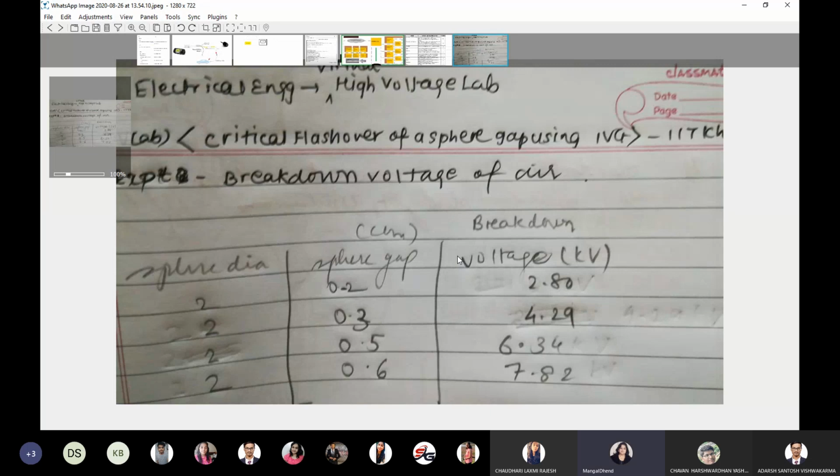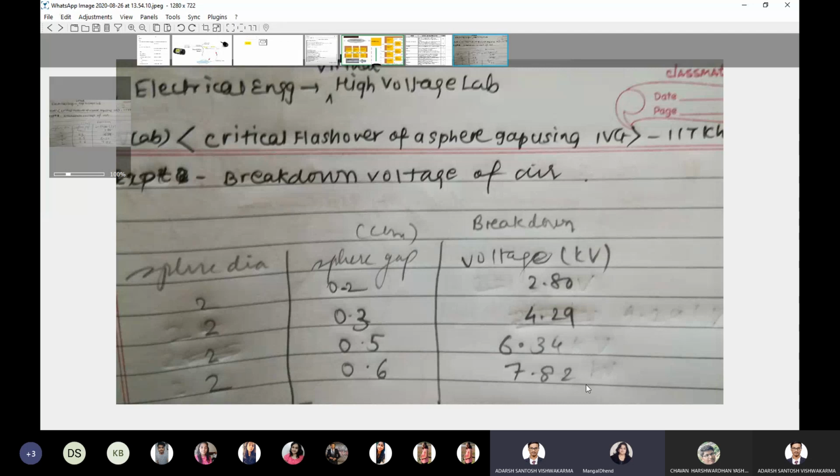Okay, start. Adarsh, you start. Yes, ma'am. So I first kept the sphere diameter constant, that is 2 centimeters for 4 readings, and I changed the sphere gap. For example, when I fixed the sphere gap at 0.2, I changed the voltages as available, and the voltage which gave the flash means that's the breakdown voltage. I noted the readings, and correspondingly I changed the sphere gap and noted the readings likewise.